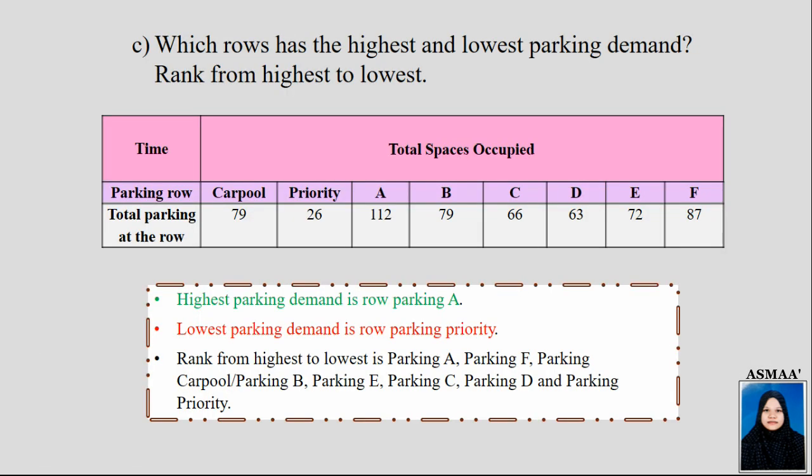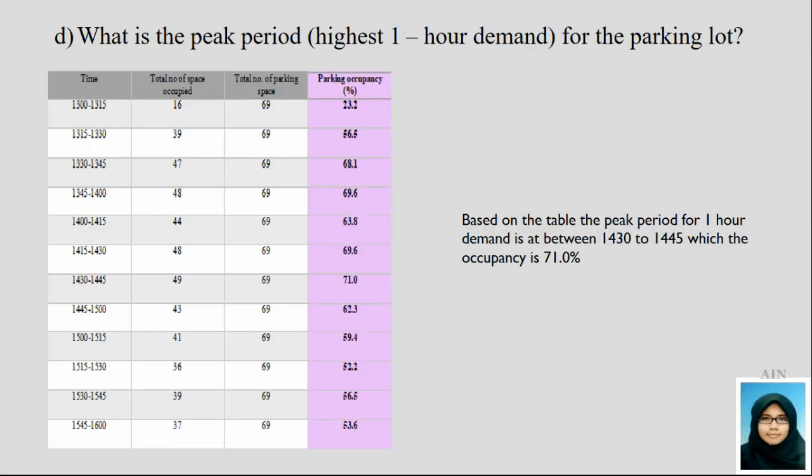Question C. Which row has the highest and lowest parking demand? Rank from highest to lowest. The highest parking demand is row parking A, the lowest parking demand is row parking priority. Rank from highest to lowest is parking A, parking F, parking carpool or parking B, parking E, parking C, parking D, and parking priority.